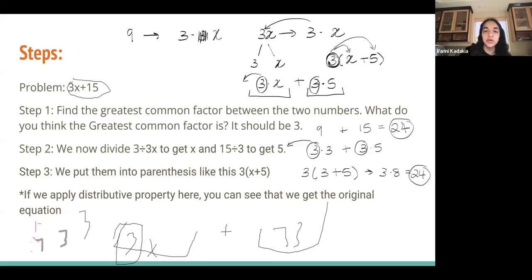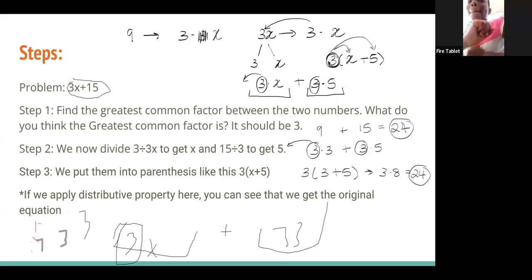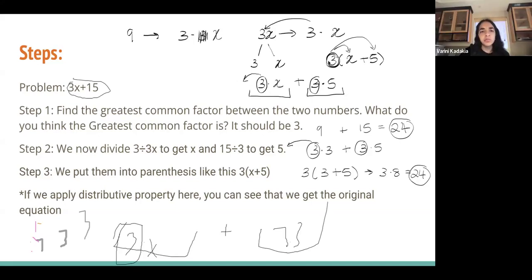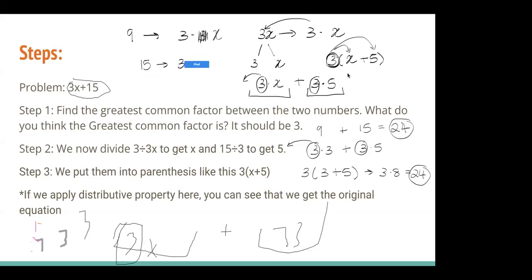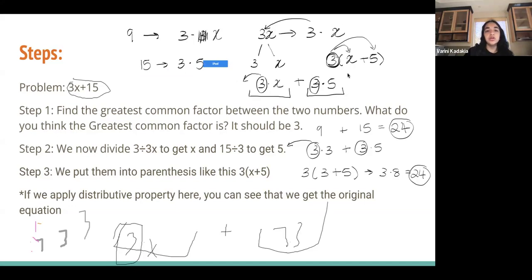Whoever is raising their hand. Please, where did the 1 go to? The 15, where did the 1 go to? So basically 15, you can write it as 3 times 5. This is like a multiplication of factors. So the 1 in 15 just represents 10. So I guess you could represent 15 as 10 plus 5.